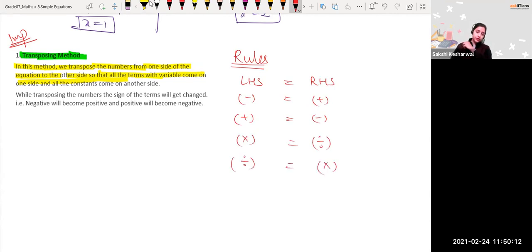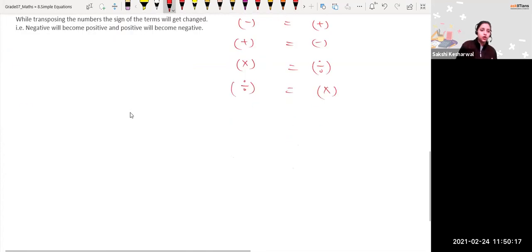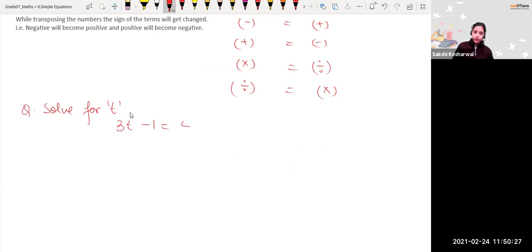So if I give you a very simple question first, it says solve for t, right? It's written over here: 3t minus 1 is equal to 4, right? Now you have to make the t all alone. So you'll be transposing this 1 to the other side. As you said, you keep the variable on one side and the constant on the other side, right? So 3t is equal to 4 plus 1, because this is a negative one.